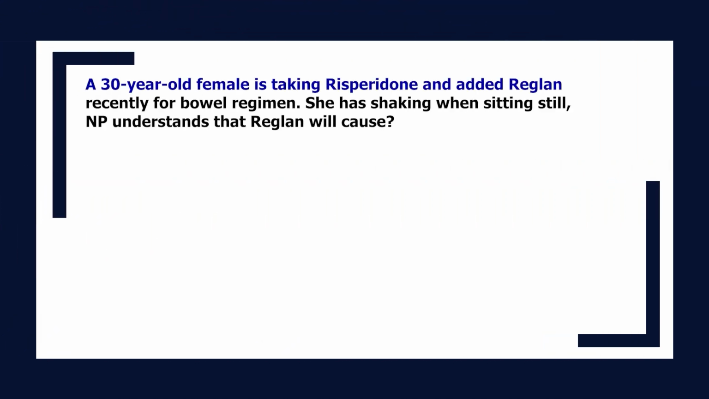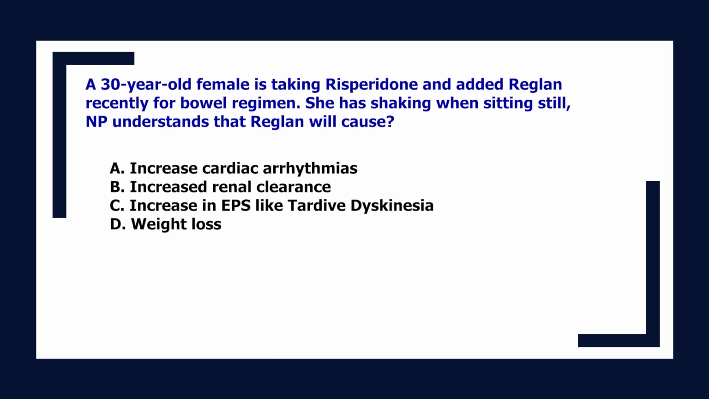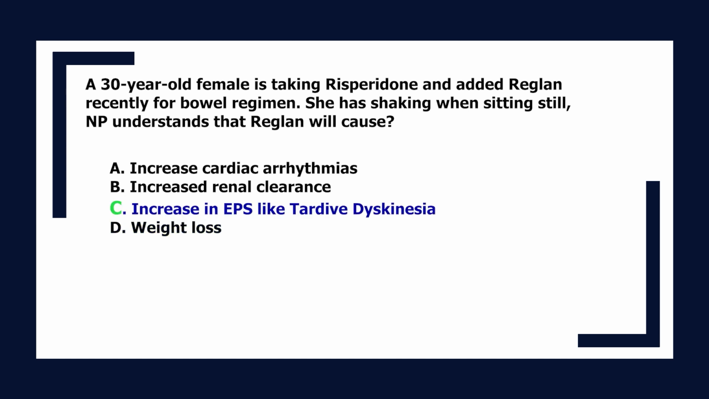A 30-year-old female is taking risperidone and added Reglan recently for bowel regimen. She has shaking when sitting still. NP understands that Reglan will cause A. Increased cardiac arrhythmias. B. Increased renal clearance. C. Increase in EPS like tardive dyskinesia. D. Weight loss. The answer is C. Increase in EPS like tardive dyskinesia.